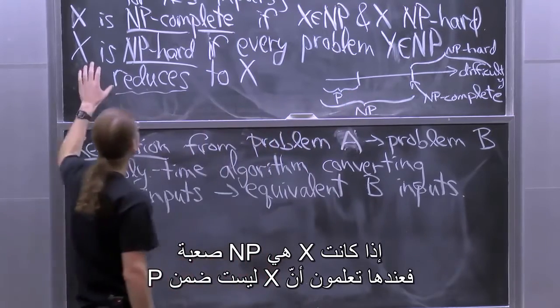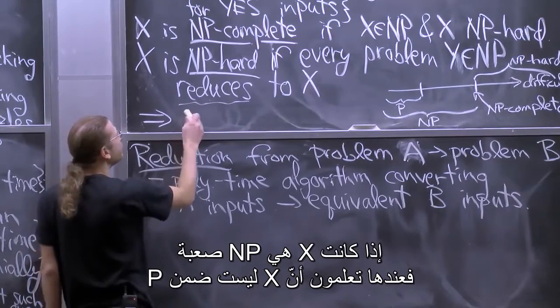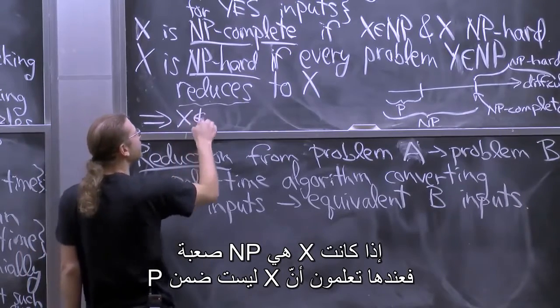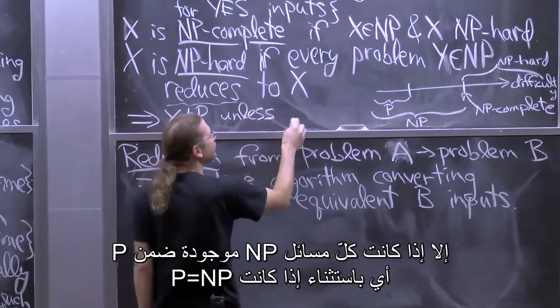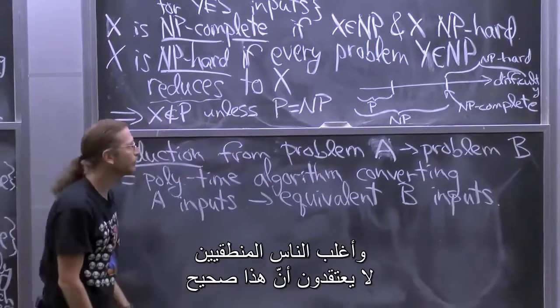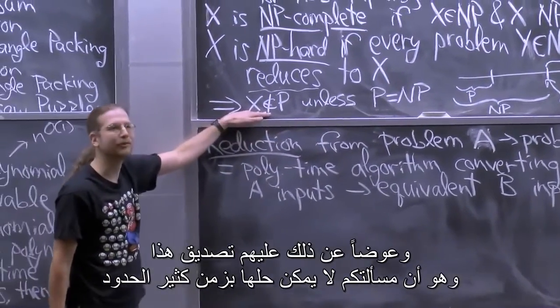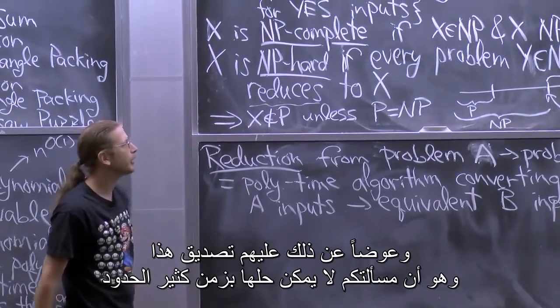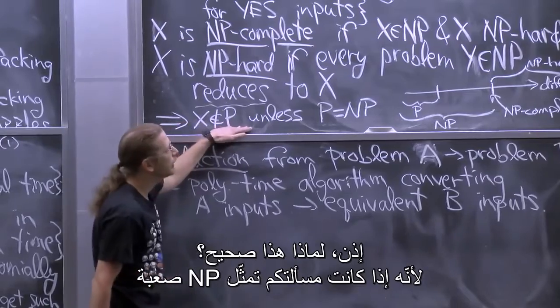Okay, so if you have that X is NP hard, then you know that X is not in P unless all of NP is in P. So unless P equals NP. And most reasonable people do not believe this, and so instead they have to believe this, that your problem is not polynomially solvable. So why is this true?